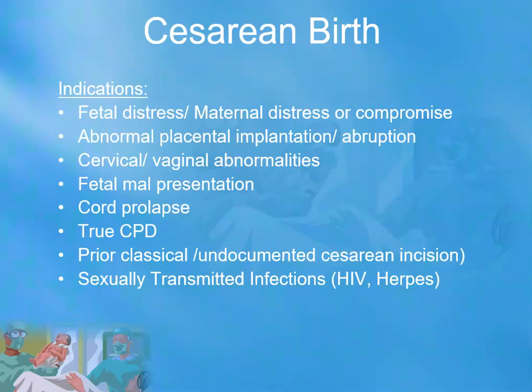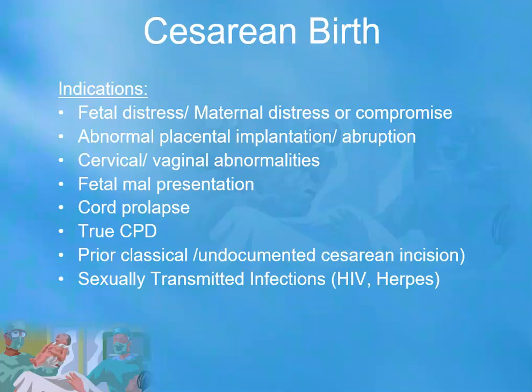Malpresentation, that's that breech baby, that mentum presentation, whatever's going on, the baby's not head down where it needs to be to come out the easiest, so we have to do a C-section. Cord prolapse, so that's when the cord slips down and it tries to come before the baby. When that happens, the cord gets compressed, and it's almost like you're cutting off the oxygen, because that presenting part, that head, is going to compress the cord because it's hanging out the vagina first. So if there's a cord prolapse, that's an emergent C-section.